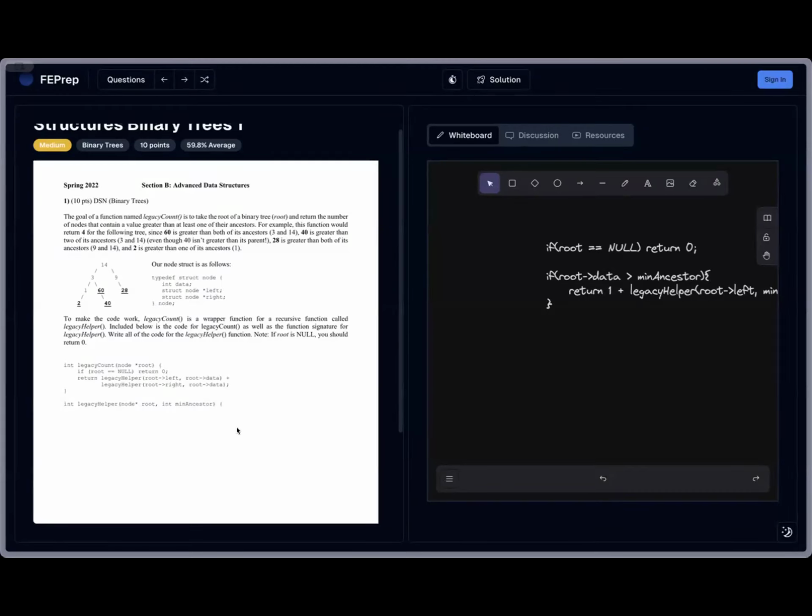It's the current node, or it's what you're comparing the node to. So let's say you're currently on the left side and you're at like 3 and you're comparing it to the current min ancestor, which in this case would be 14. That's your comparison.